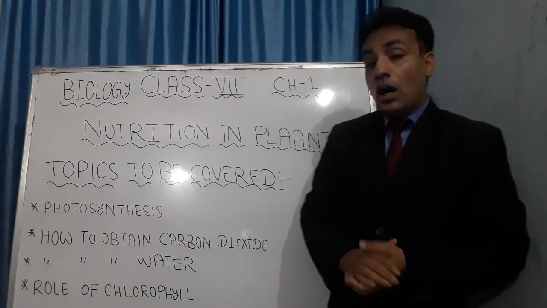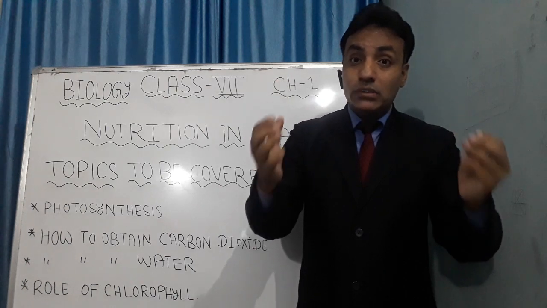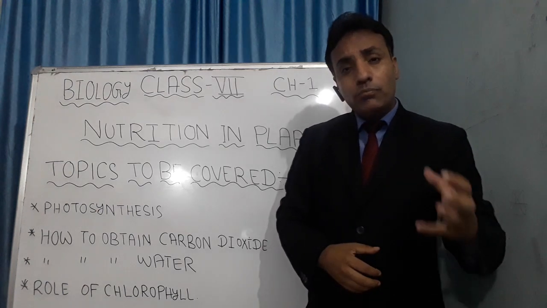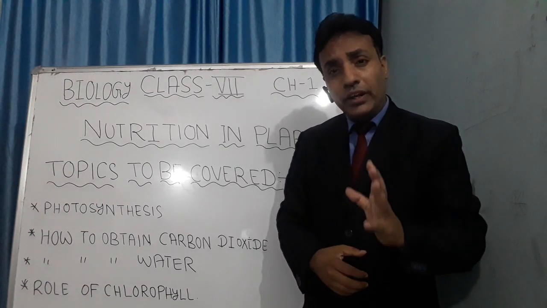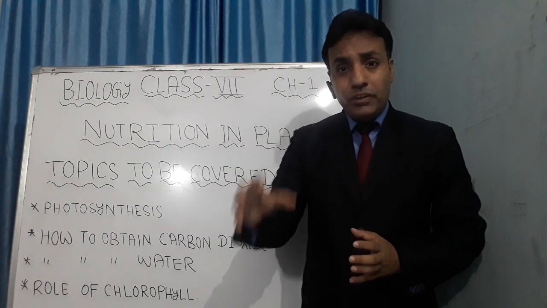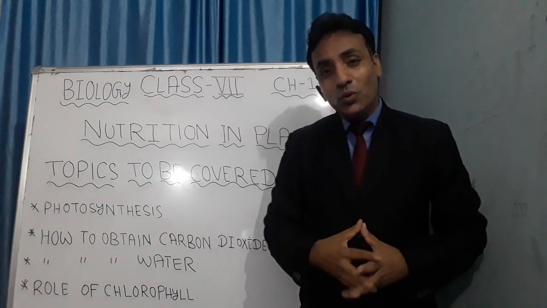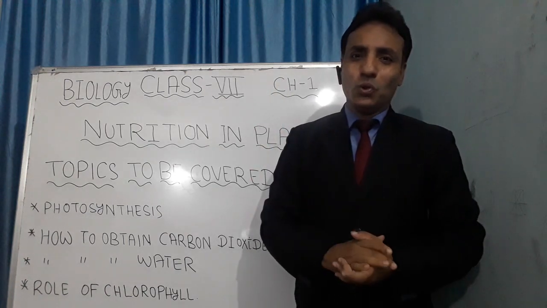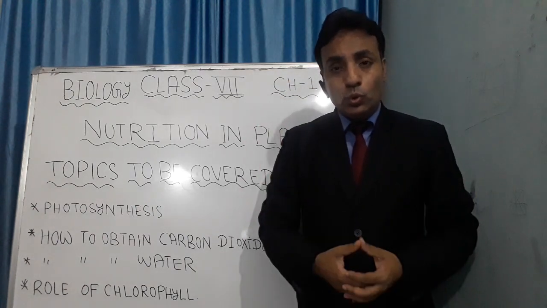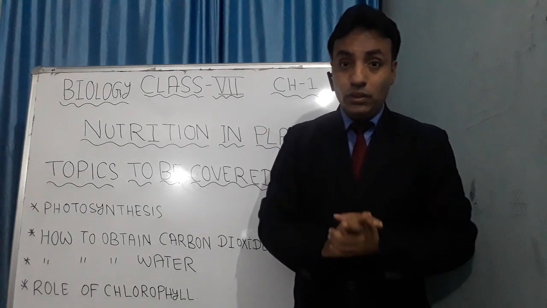The second one is how plants obtain carbon dioxide from the air. The third point is how plants obtain water from the ground. And the next topic is the role of chlorophyll. What is chlorophyll? These are the topics that I am going to discuss so that you may understand and your learning will be very easy.